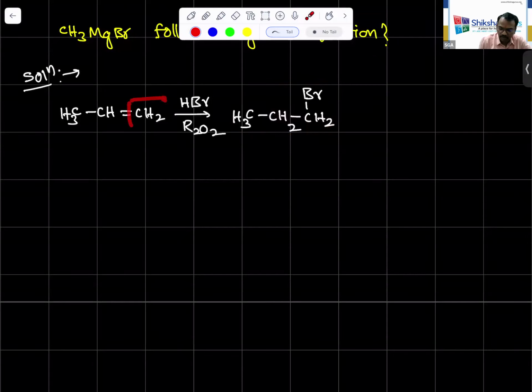Here it has 2 hydrogen atoms. It has only 1 hydrogen. It is with more number of carbon atoms. If H plus is connected to this position, then it is called a Markovnikov addition. But here it is opposite to Markovnikov addition. Therefore, it is the anti-Markovnikov product.